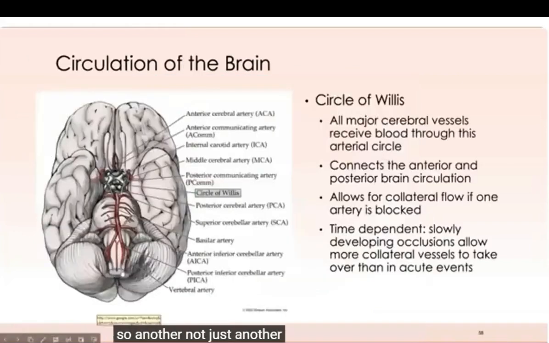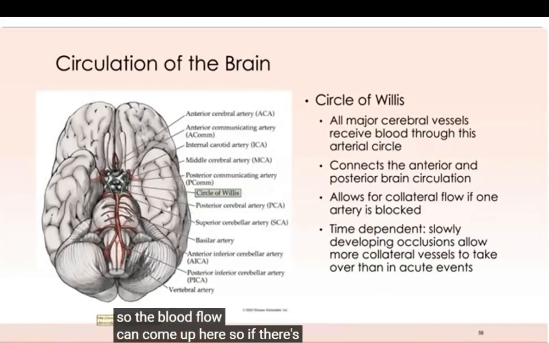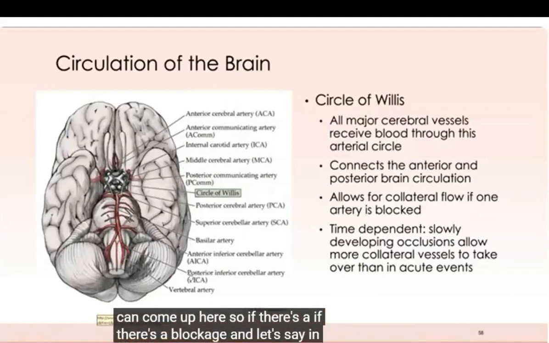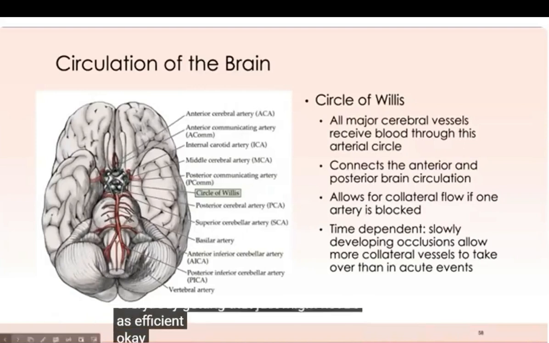So here's just another visual of the circle of Willis. This is the circle. The blood flow can come up here. So if there's a blockage in, let's say, the carotid artery, blood flow can still come up here and start to supply the anterior cerebral artery if it's not coming from the other aspect. Everybody getting that? It just might not be as efficient.